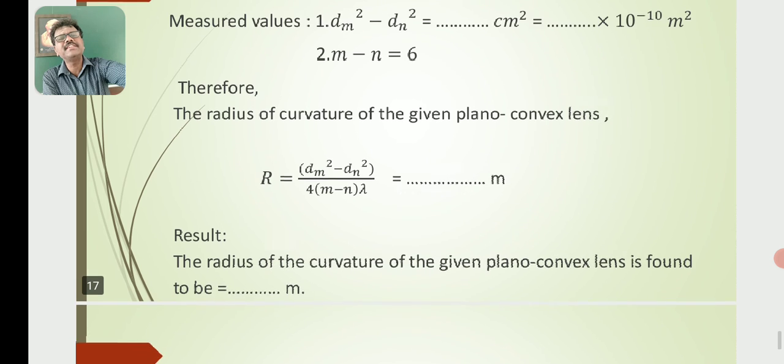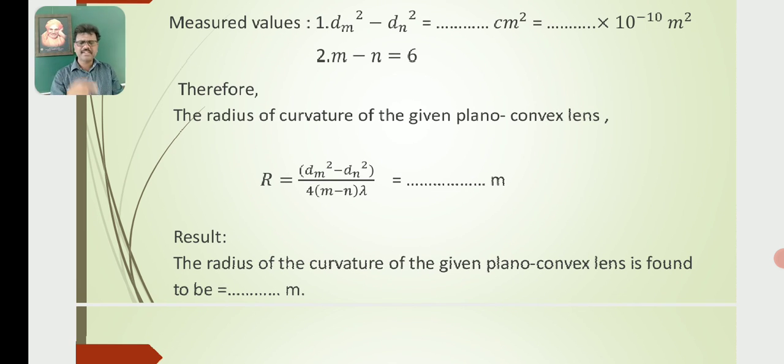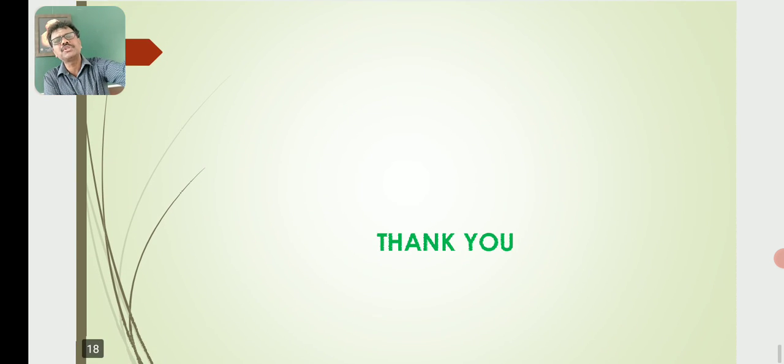So finally the result can be written right here. The radius of curvature of the given plano convex lens is found to be, so what we get in this experiment right here. So this is the result of the experiment.